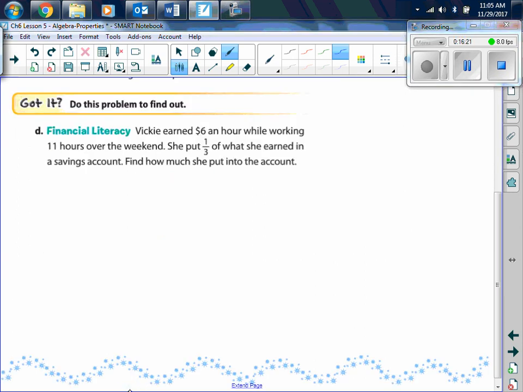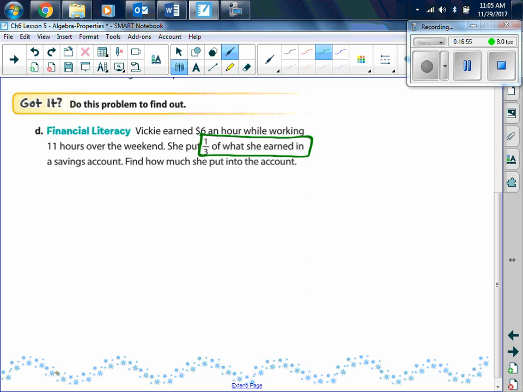So this is the one you're going to write down. We can just write down the important information. So Vicki earned $6 while working 11 hours over the weekend. She put 1/3 of what she earned in her savings account. How much did she put in her savings account? Okay. So, the important thing here is we want to know how much is 1/3 of what she earned, because that's what she put in the savings account, right?